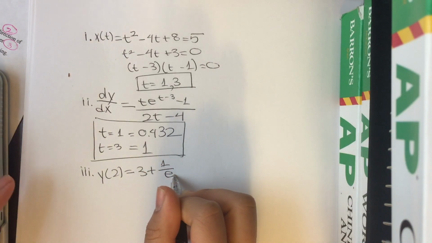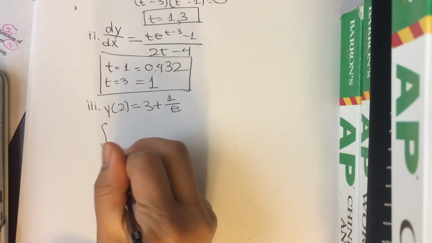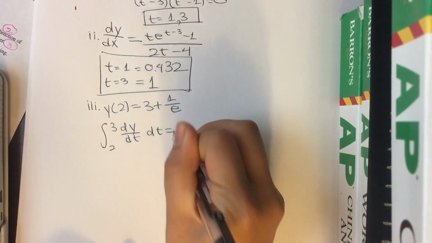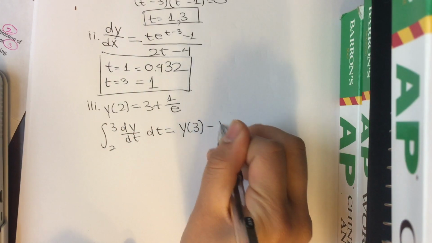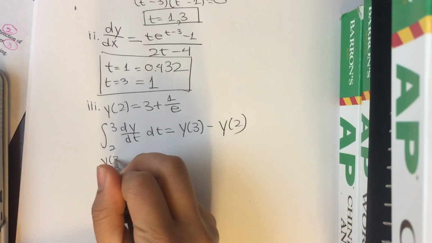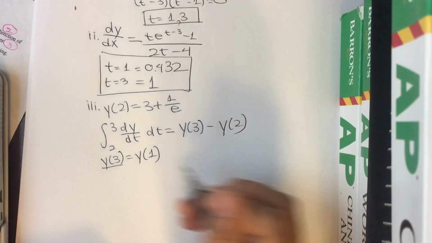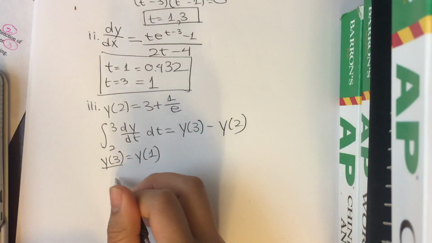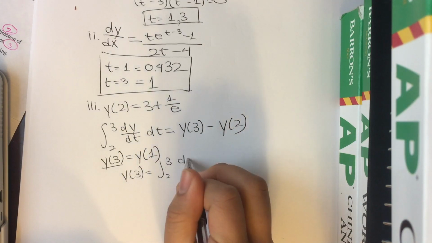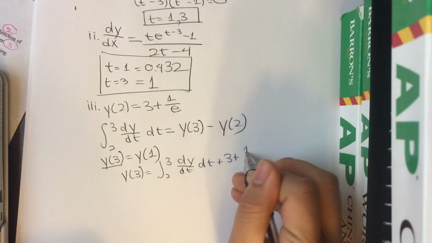And in this part we have to use the fundamental theorem of calculus, where the integral from 2 to 3 of dy over dt equals y of 3 minus y of 2. We know that y of 3 equals y of 1, so we can just use y of 3. And y of 2 is given, so we just rearrange this, so y of 3 equals the integral from 2 to 3 of dy over dt plus y of 2, which is 3 plus 1 over e.